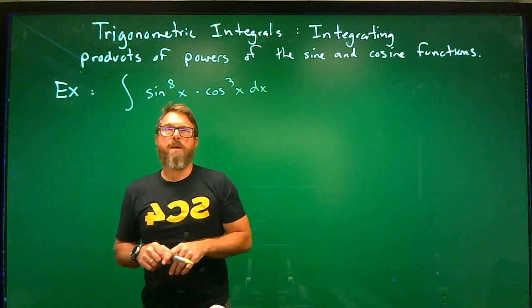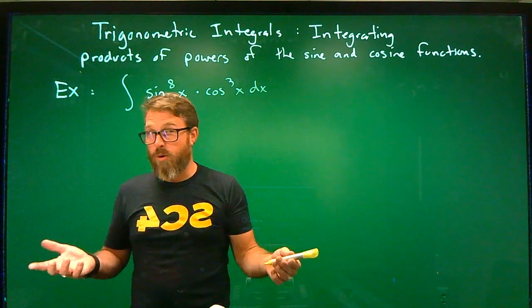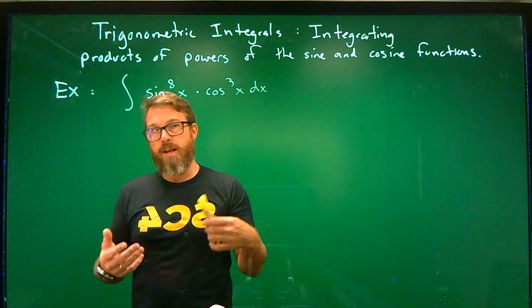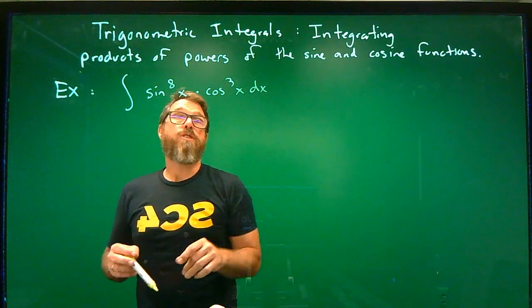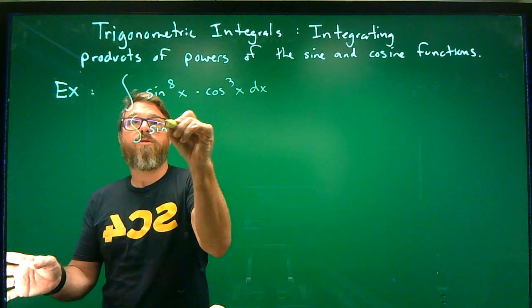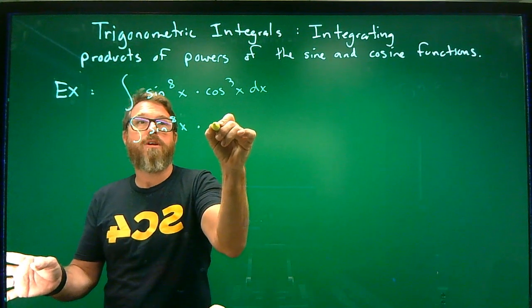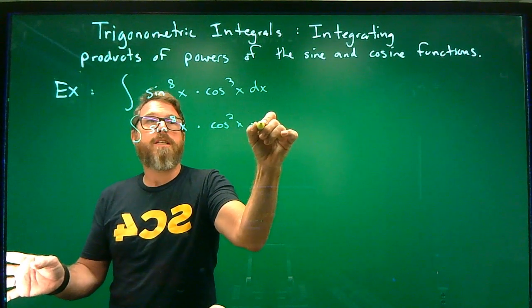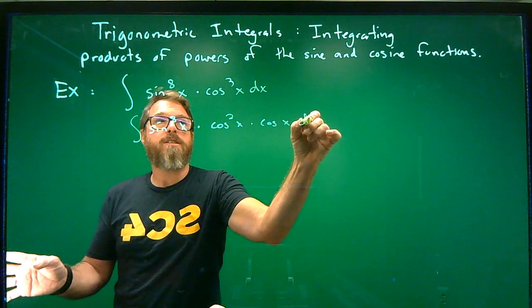All right, so here's our example. What I'm going to do is we have to go after the odd power because we have to use that u substitution. So I know that cosine cubed, this is going to be the integral of the sine to the 8th of x times cosine squared of x times the cosine of x dx.